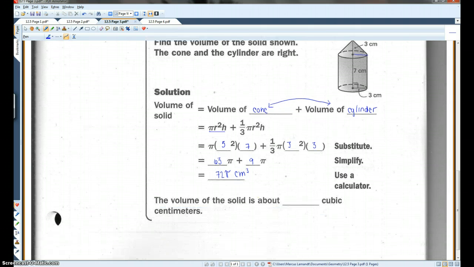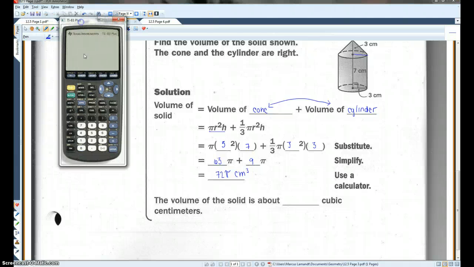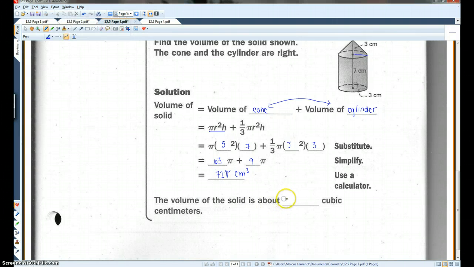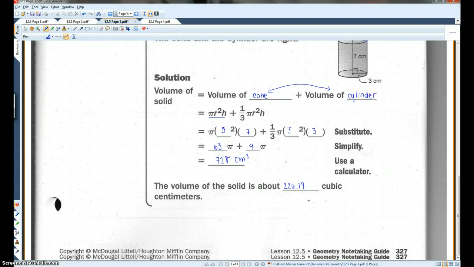Okay, so the volume, let's pull out the calculator. Here it is. 72 pi, 226.19 cubic centimeters. Alright?